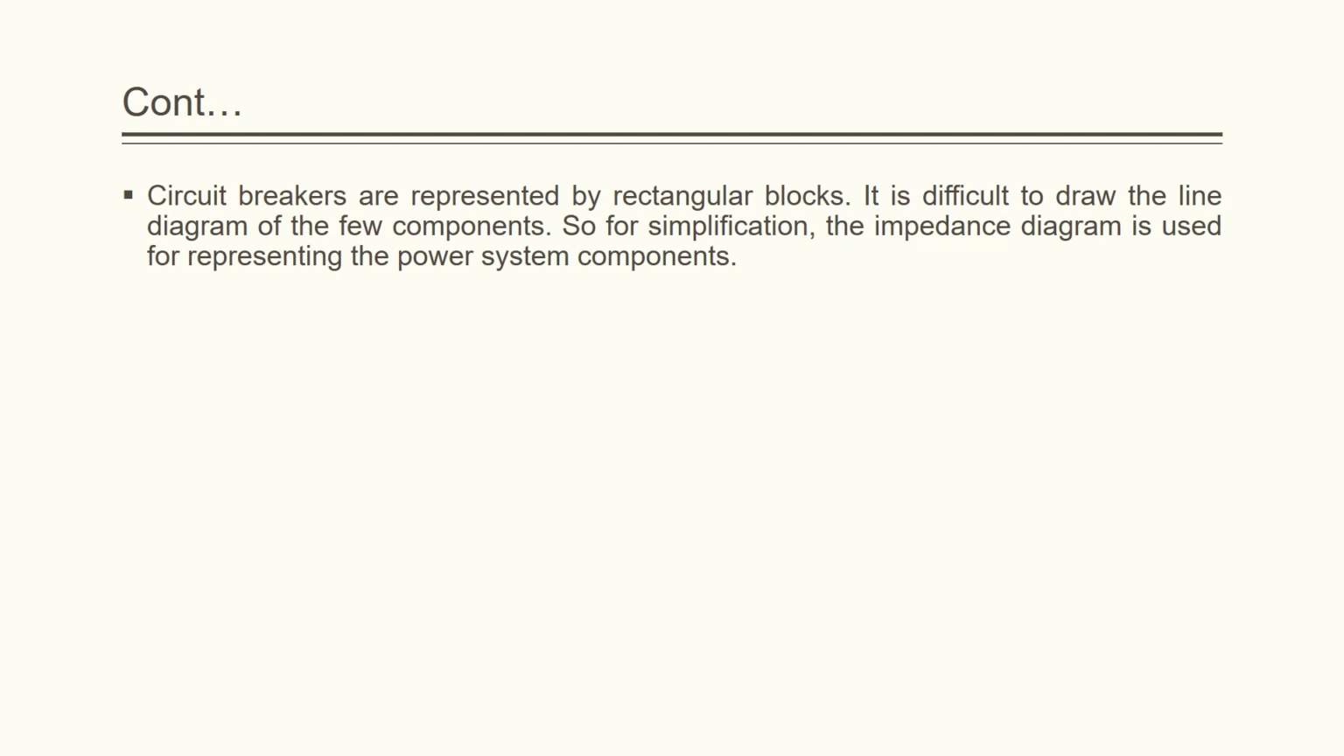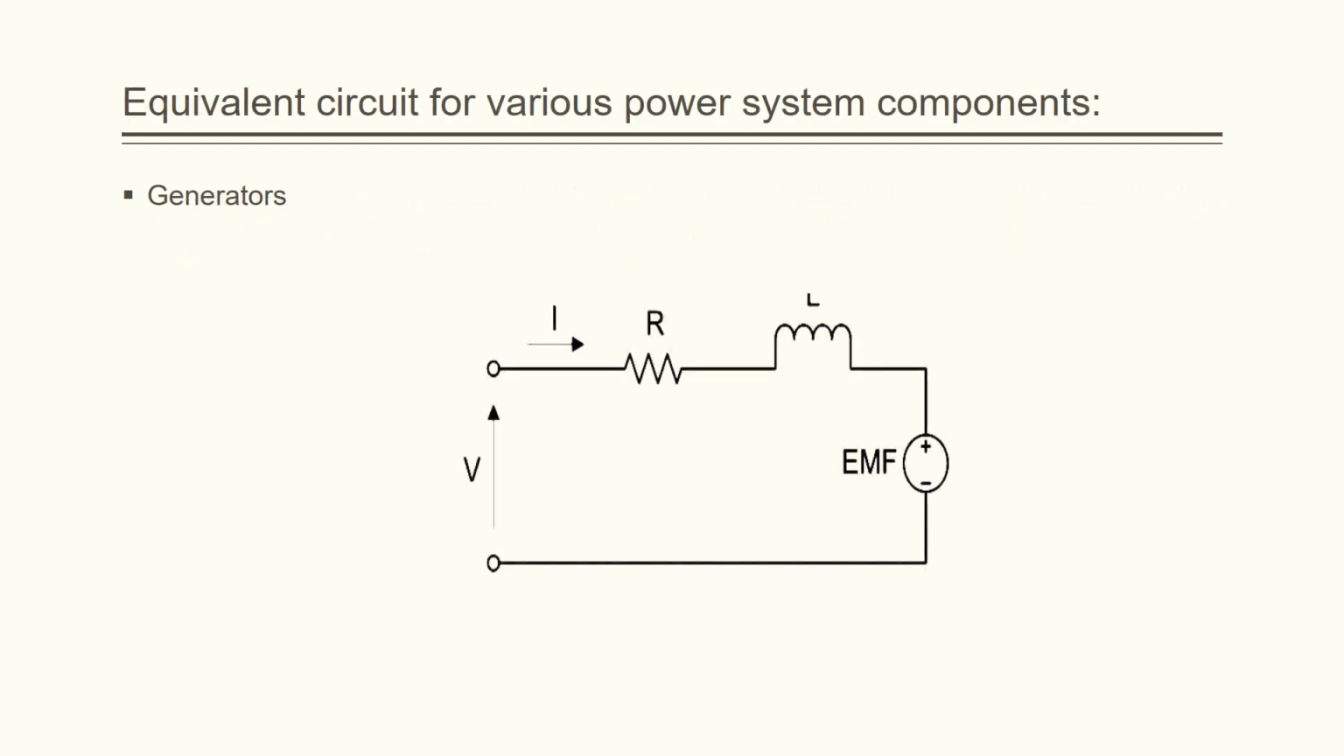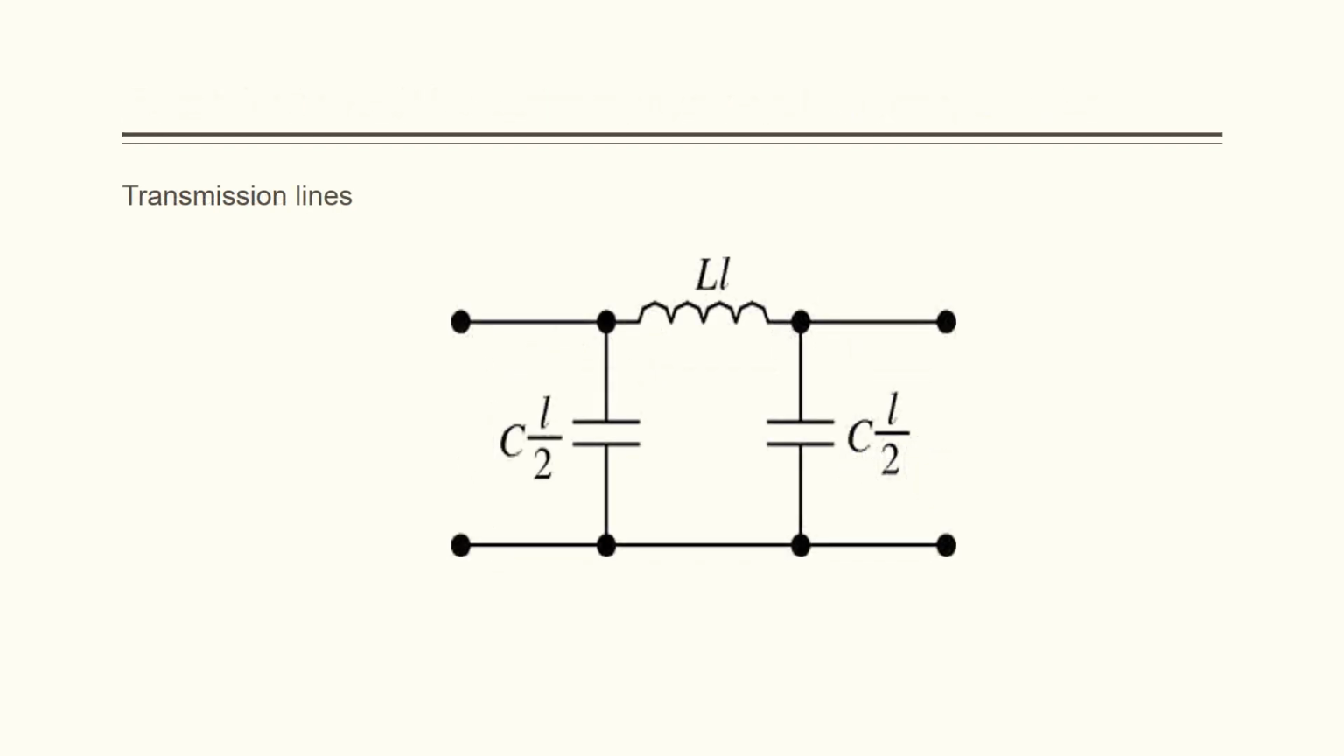It is difficult to draw a line diagram of few components. So for simplification, the impedance diagram is used to represent the power system components. The equivalent circuits of various power system components are shown. Here for the generator, the equivalent circuit consists of the EMF, the resistance and the reactance value. This is the equivalent circuit for the transmission line, where you can see the capacitance as well as the reactance.